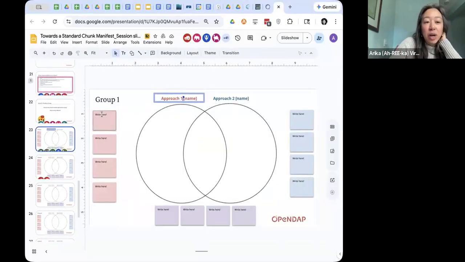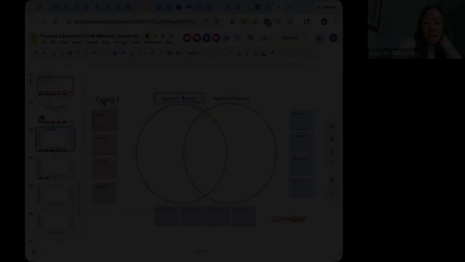And then what you'll do is you'll write whatever note you want to write, and then you're going to move it over into the space it belongs to in the Venn diagram. Your facilitator will help you do that. We'll have 15 minutes to do this, and then we'll come back and chat about it.